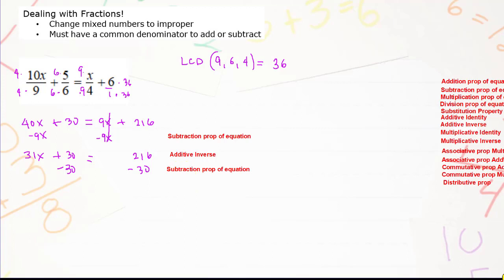And then we are going to get 31x. Cancel this one out. Then 216 minus 30 is actually equal to 186. And this property is additive inverse. Next, we divide both sides by 31. So this is your division property.